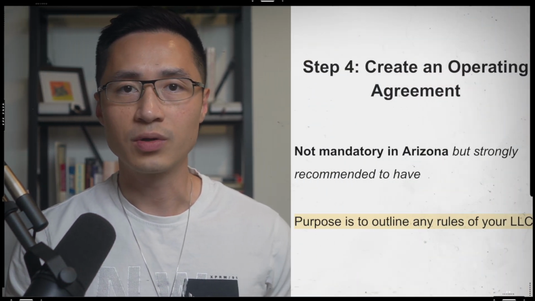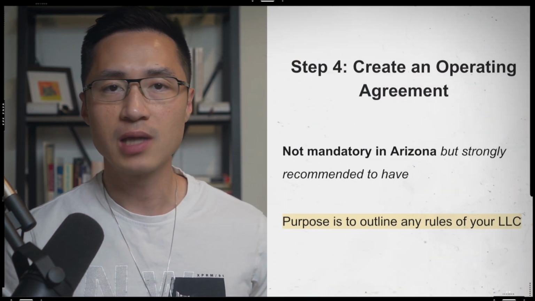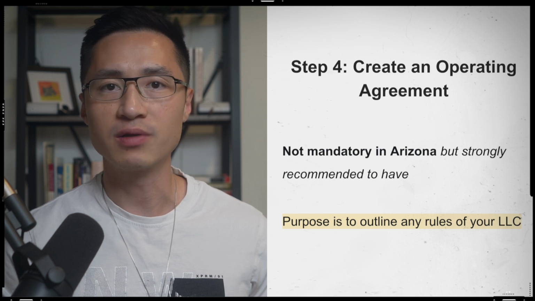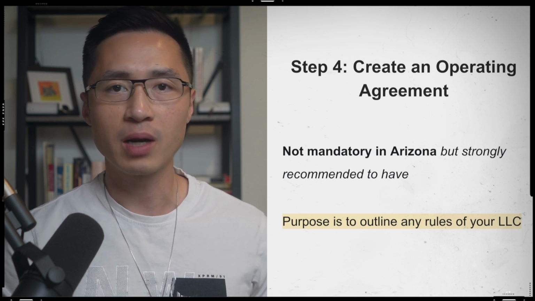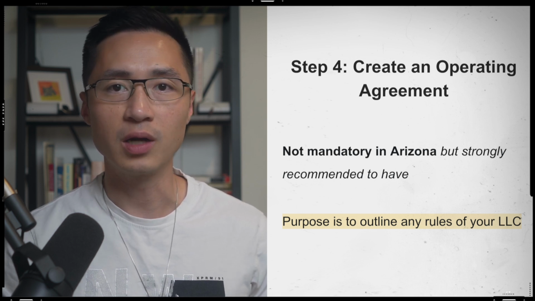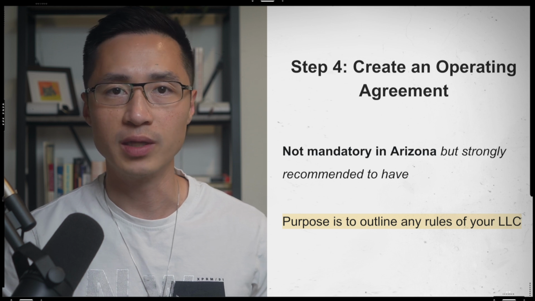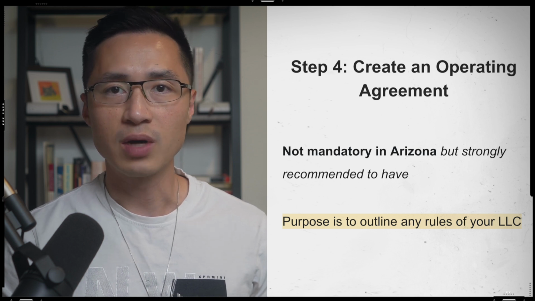Step number 4 is to create an operating agreement. This step is not mandatory for forming your LLC in Arizona, but it is strongly recommended to have. The purpose of the operating agreement is to outline any rules within the LLC, such as the business structure, the members' responsibilities, and the obligations.